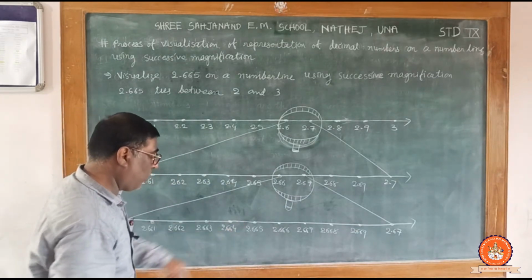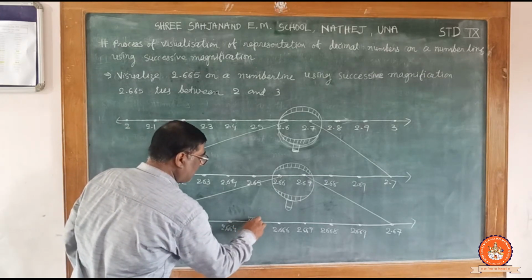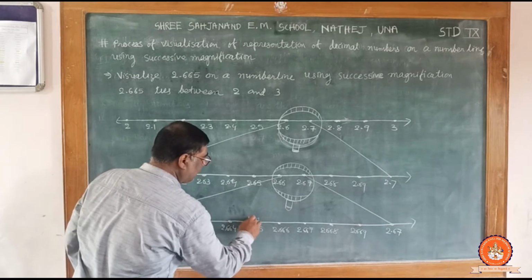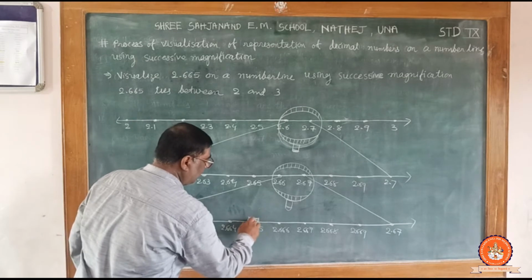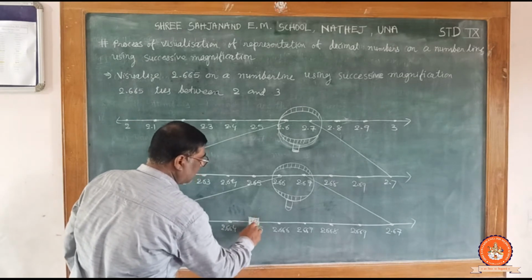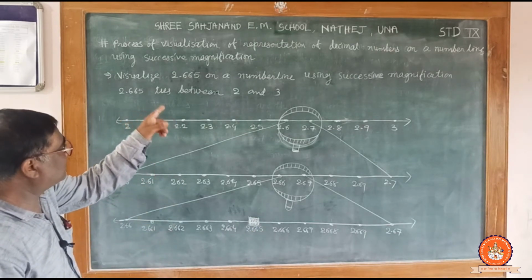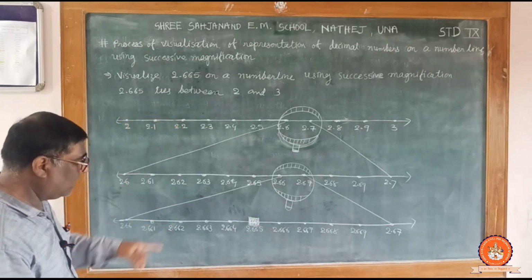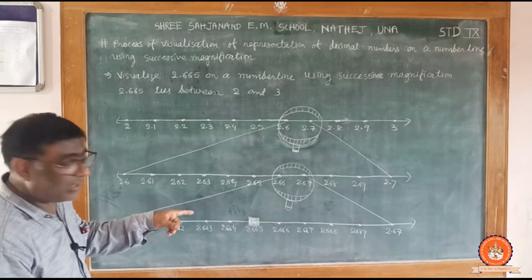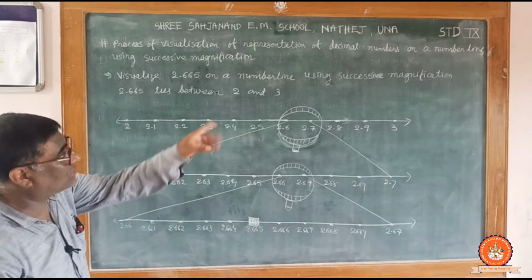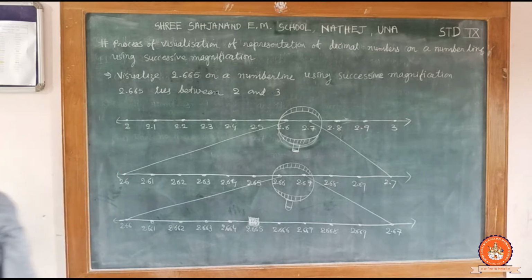Here is 2.665. So simply put a box and highlight the box. So we are able to represent the given rational number 2.665 on a number line. This is how we can represent the given decimal number on a number line using successive magnification. Okay, very good.